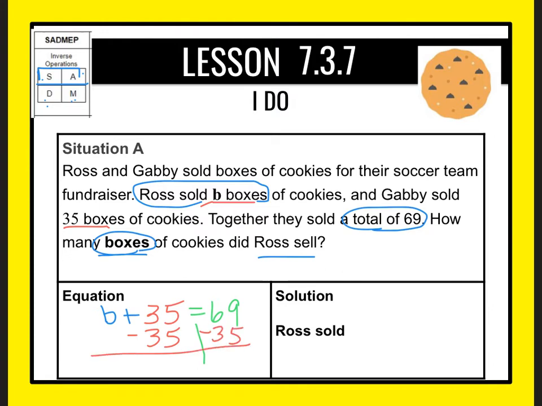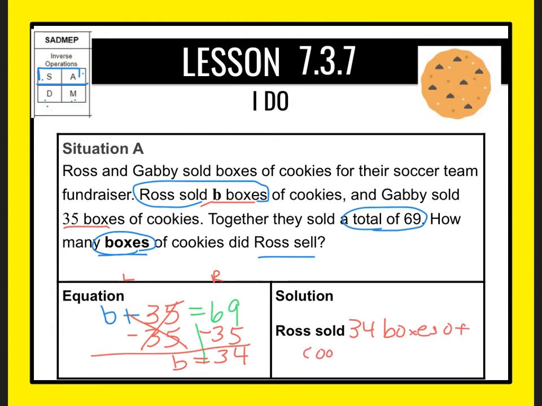So why? Because I have an equation. What's on the left side of my equation and on the right side, it must stay balanced. So positive 35 and negative 35 form a zero pair, right? So I just cross them out because they're going to give me 0. So B equals, boxes equals 69 minus 35. So when I subtract that, I can see that Ross sold 34 boxes of cookies.